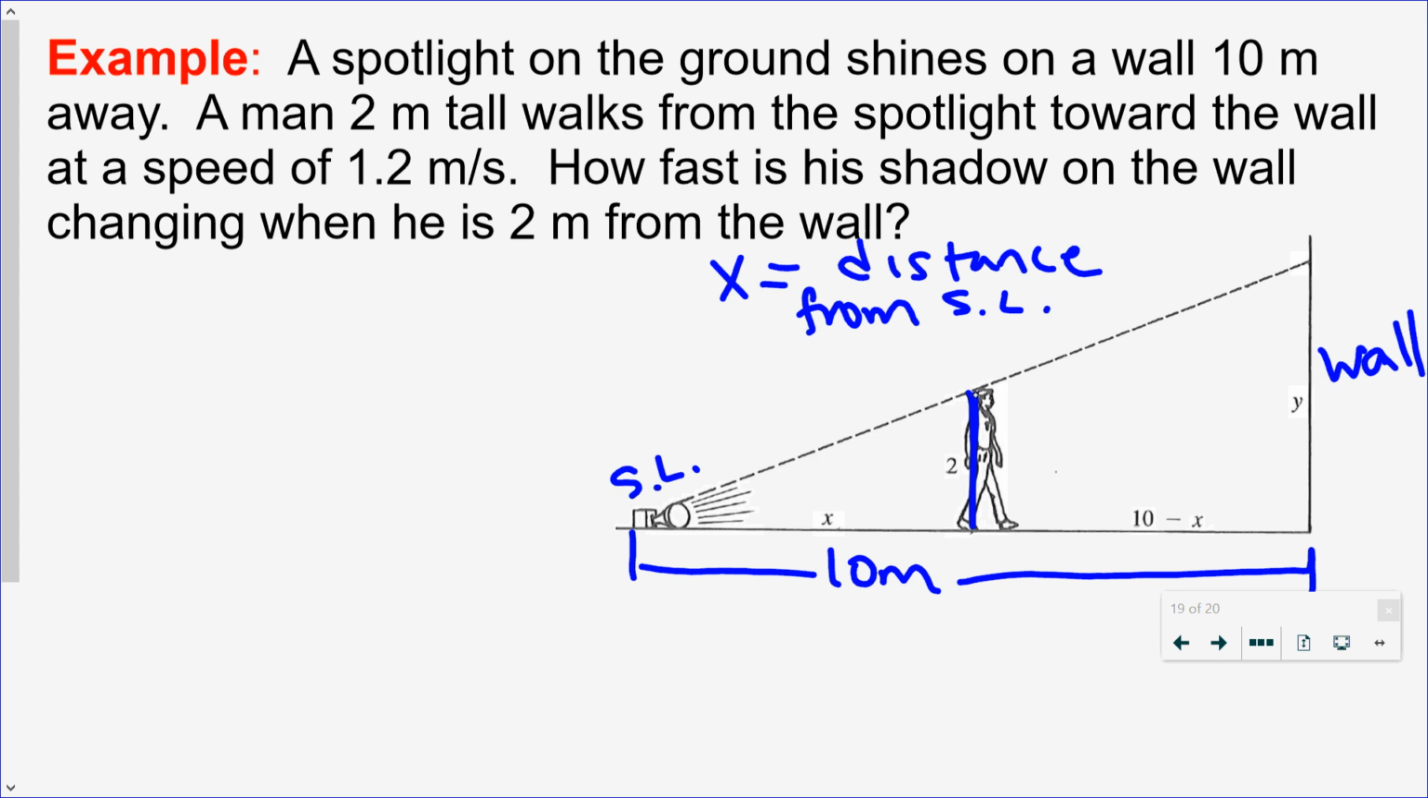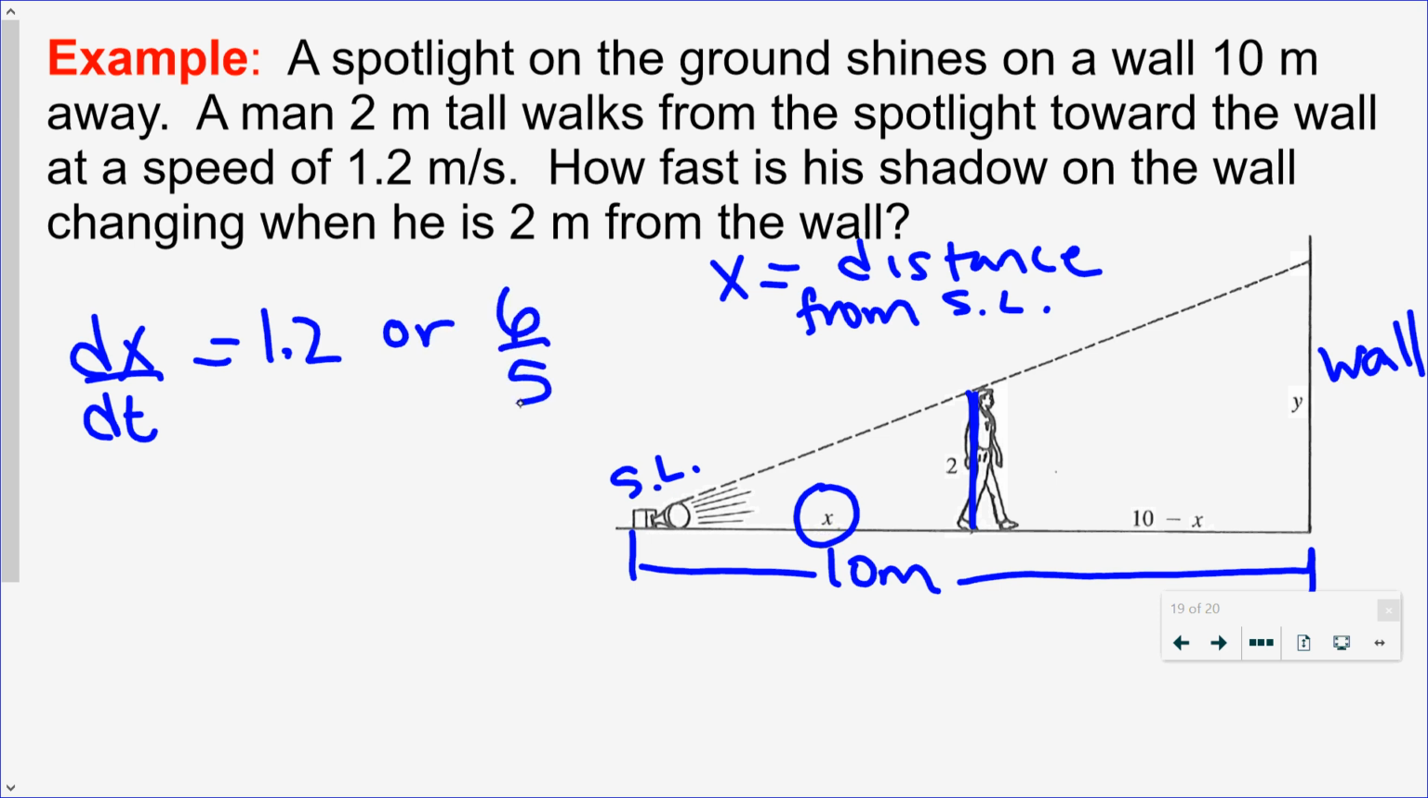So reading this question again, it says that a man is walking from the spotlight towards the wall at a rate of 1.2 meters per second. So that's the rate that you're changing x. So I know that dx by dt is going to equal 1.2. Or I could write that as a fraction, which is 12 over 10, in lowest terms 6 over 5.